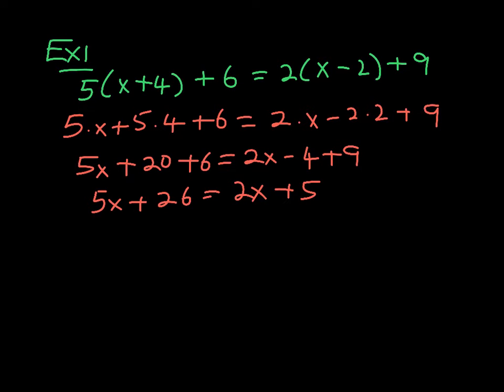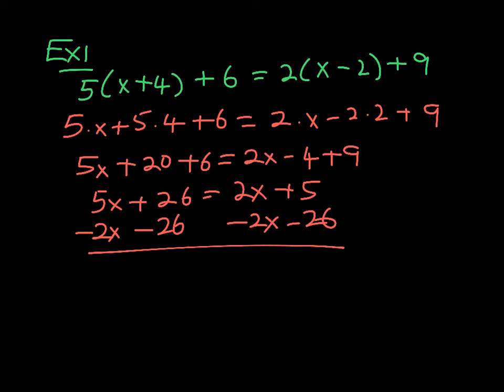So now we can go ahead and bring like terms to the same side. So to bring 2x to the left side, we need to subtract 2x from this side. And to bring 26 to the right side, we have to subtract 26 from this side. But you don't want to forget that whatever you do to one side, you also do to the other side. So we're going to subtract 2x here. We're going to subtract 26 here as well. So now it looks balanced.